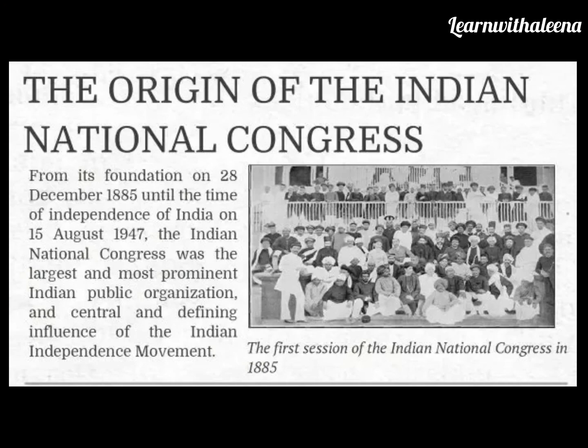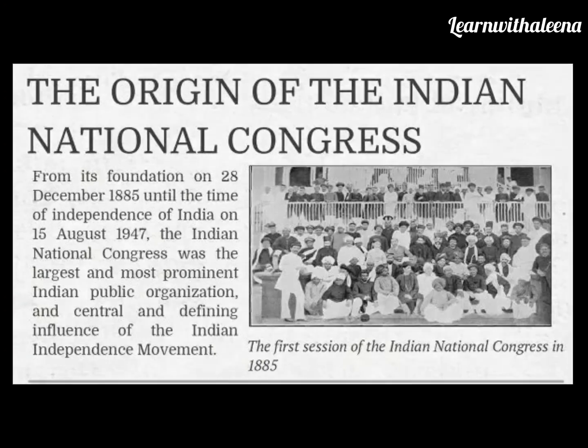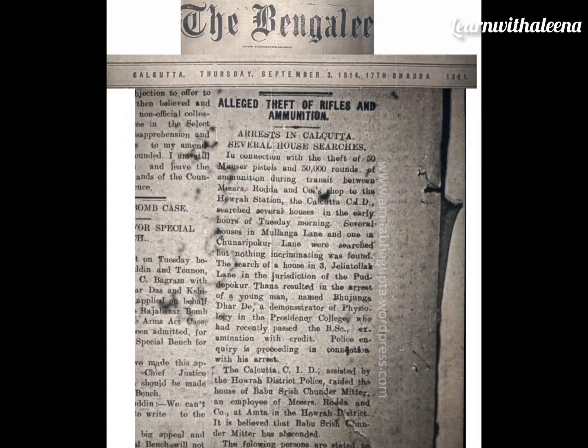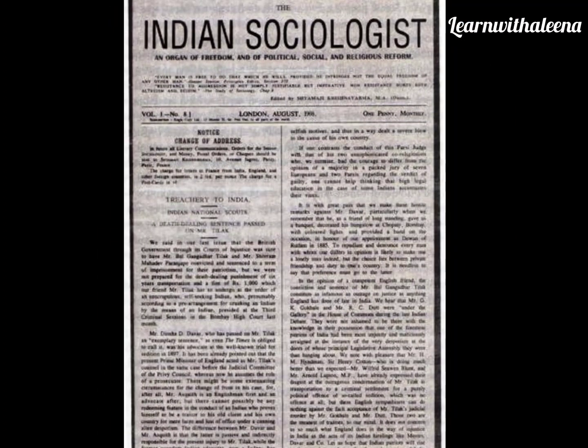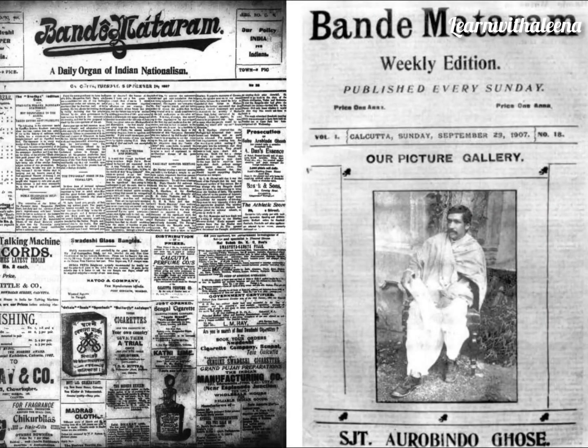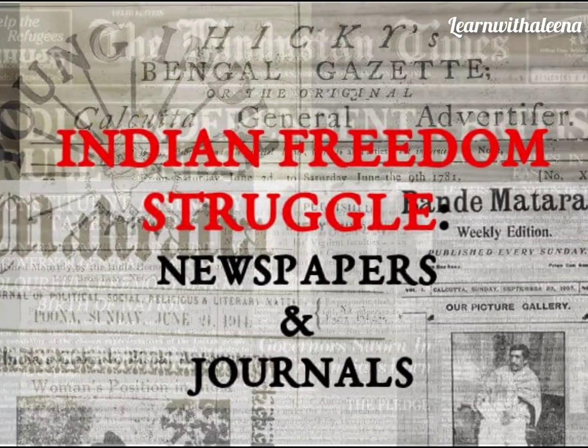Some of their publications were The Hindu and Swadesh Mitran under the editorship of G. Subramania Iyer, Kesari and Mahratta under Bal Gangadhar Tilak, Bengalee under Surendranath Banerjee, Sudharak under Gopal Krishna Gokhale, and Voice of India under Dadabhai Naoroji. Indian nationalists and revolutionaries living abroad published newspapers and journals including Indian Sociologist, Bande Mataram, Talwar, and Ghadar to infuse a feeling of nationalism among Indians living abroad. From the 1920s onwards, newspapers tracked the major events during the freedom struggle.